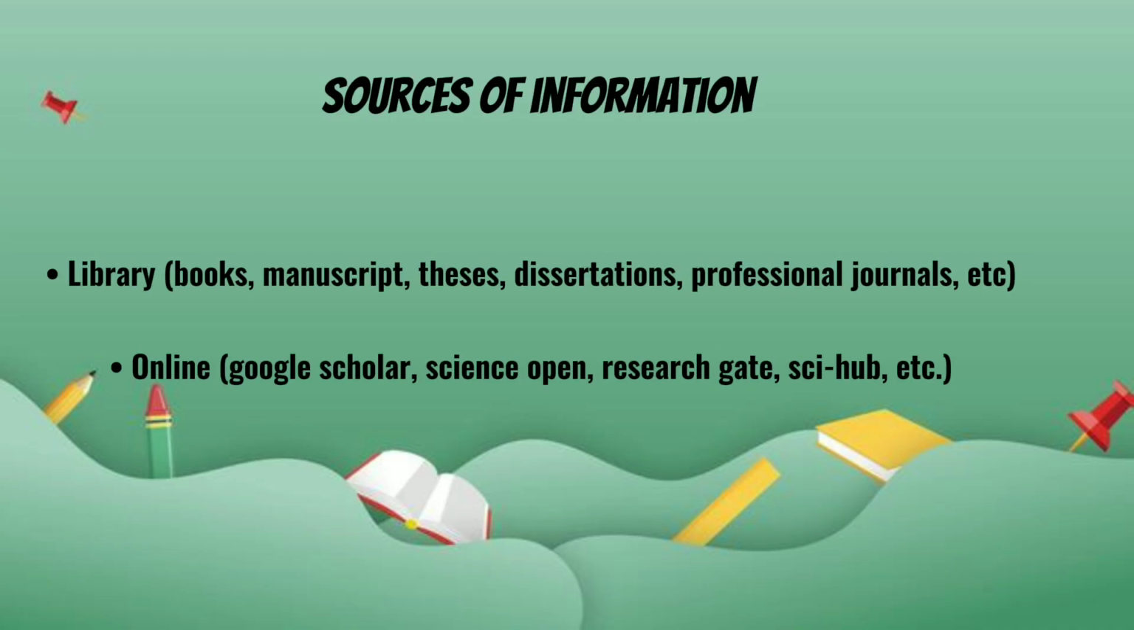Sources of information. You can find it in the library, like books, manuscripts, theses, dissertations, professional journals, and online like Google Scholar, Science Open, ResearchGate, and Sci-Hub. You can also search online, and these are some of the sites offering PDFs and studies that you can use in your research paper.